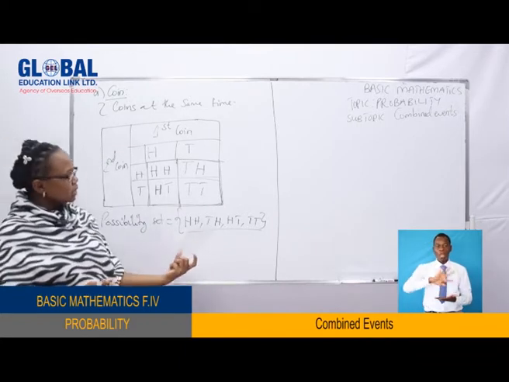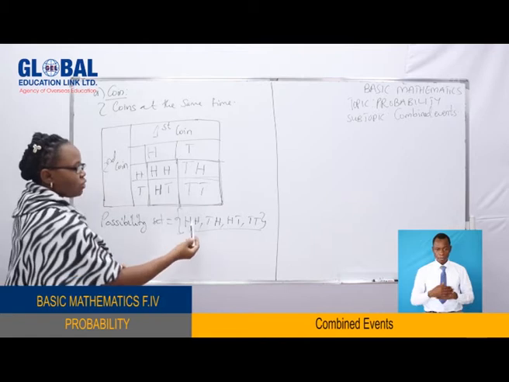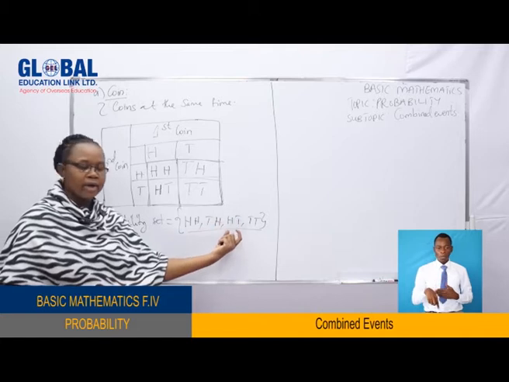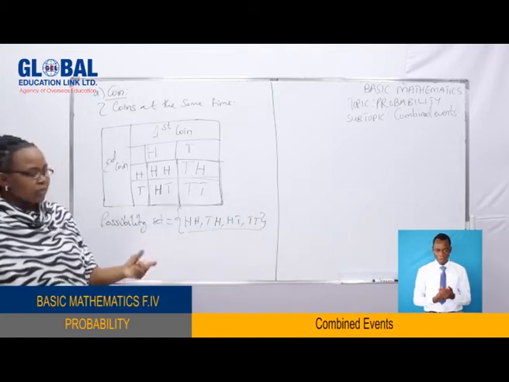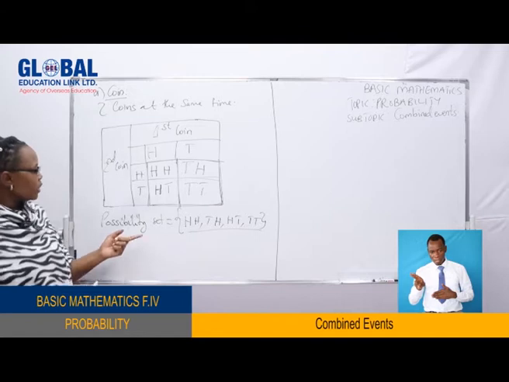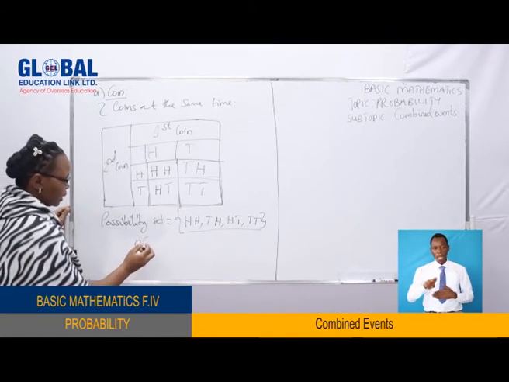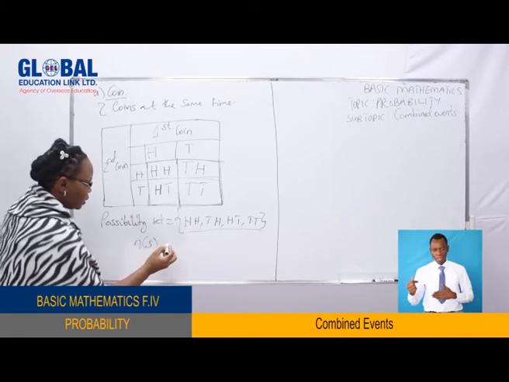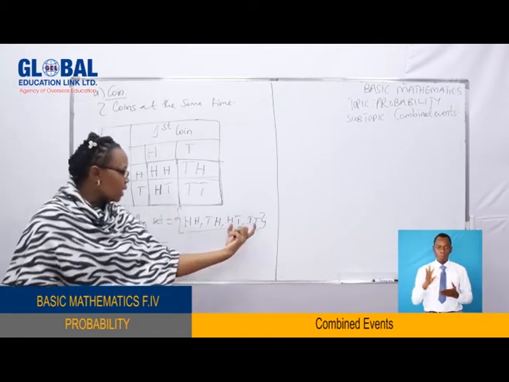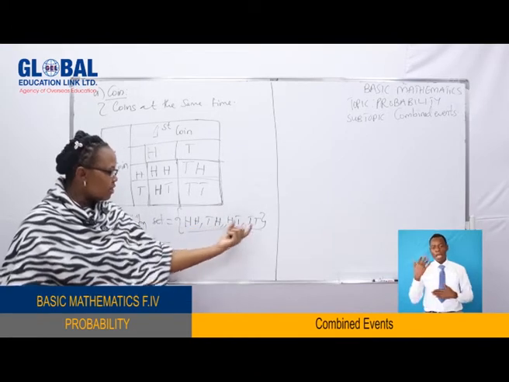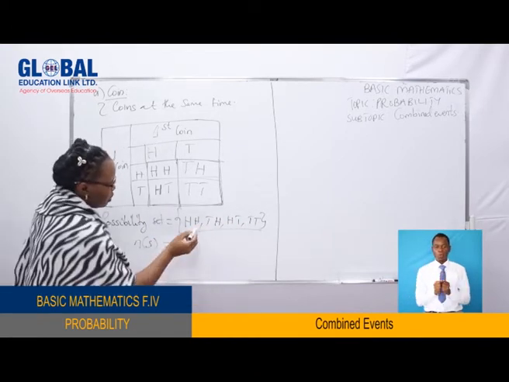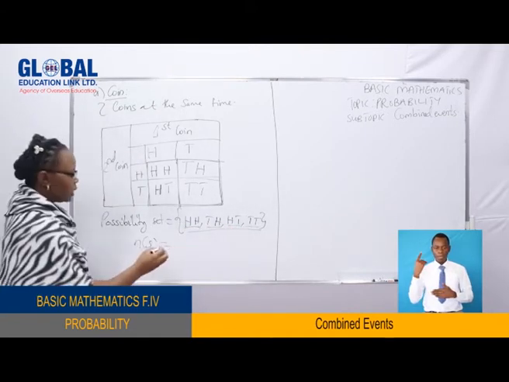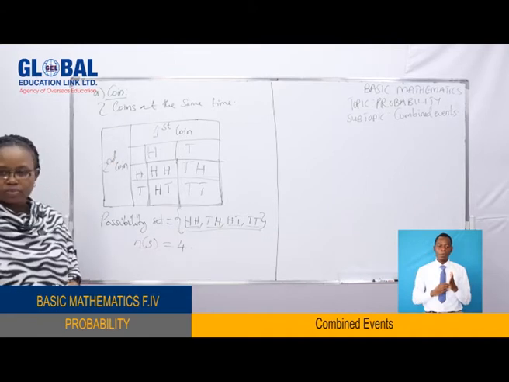In the possibility set of a combined event, we see there are two things which are combined: head head, tail head, head tail, tail tail. So these are the possibility sets. Then we can say that the number of possibility sets, S, is equal to the count of the items inside this bracket. How many are they? 1, 2, 3, 4. So the number of sample space equals 4.